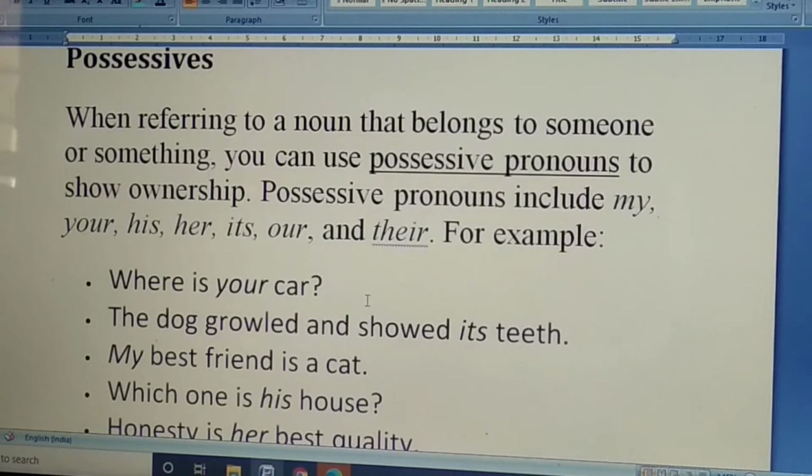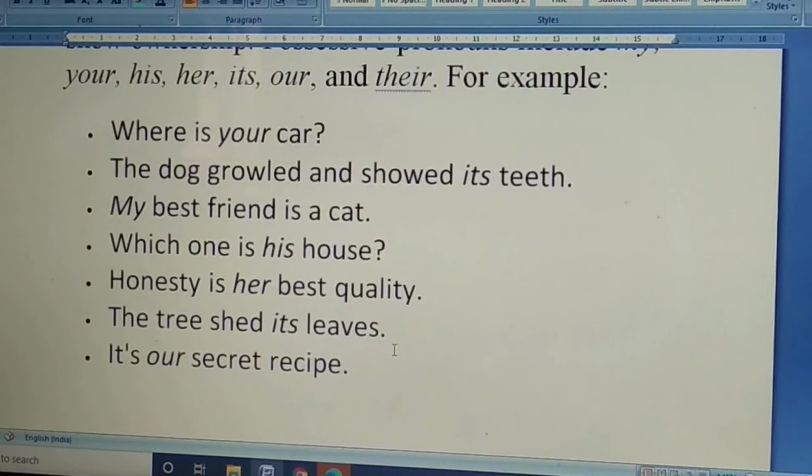Possessives. When referring to a noun that belongs to someone or something, you can use possessive pronouns to show ownership. Ownership means belongingness. Possessive pronouns include my, your, his, her, its, our and their. For example, where is your car? I am talking about your car. Yes, the car that belongs to you. So it is your car.